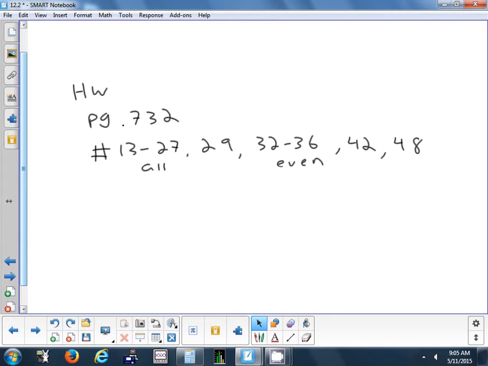All right, so the homework is mostly just using that one formula. It's on page 732. Try 13 through 27 all. 29, 32 to 36, just the evens. 42 and 48, sorry. Because there's MCAS, I'm not going to give you an extra packet to do this week. I'm also going to skip the test this week. We'll hold off on that.